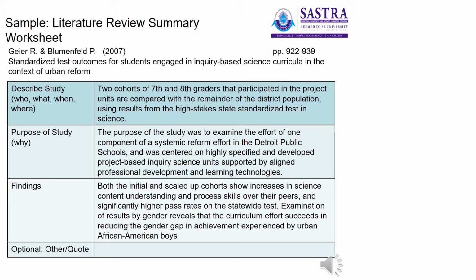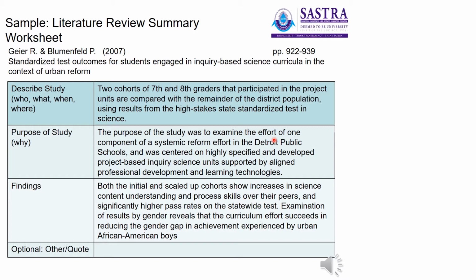So here I have given you a sample literature review summary worksheet. Let me explain this. If you look at this slide here, describe study: who, what, when, where. I have given you an example here. You can see this example: two cohorts of 7th and 8th graders that participated in the project units are compared with the remainder of the district population using results from the high-stakes state standardized test in science. So it's very clear here.